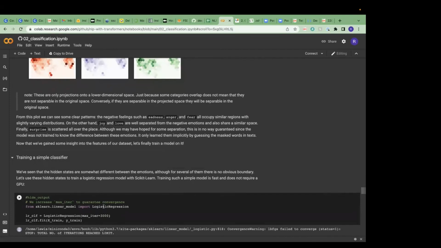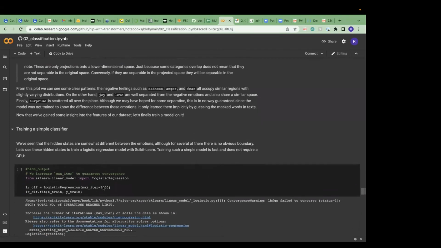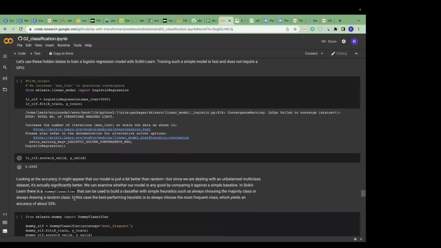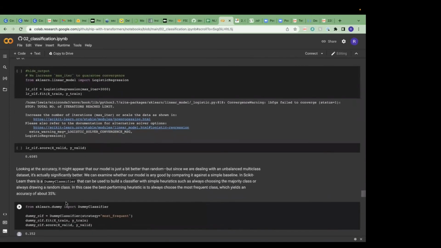Here's where they changed the classifier. So they use logistic regression as the classification head. I believe this is just kind of like a softmax, fully connected one layer network.